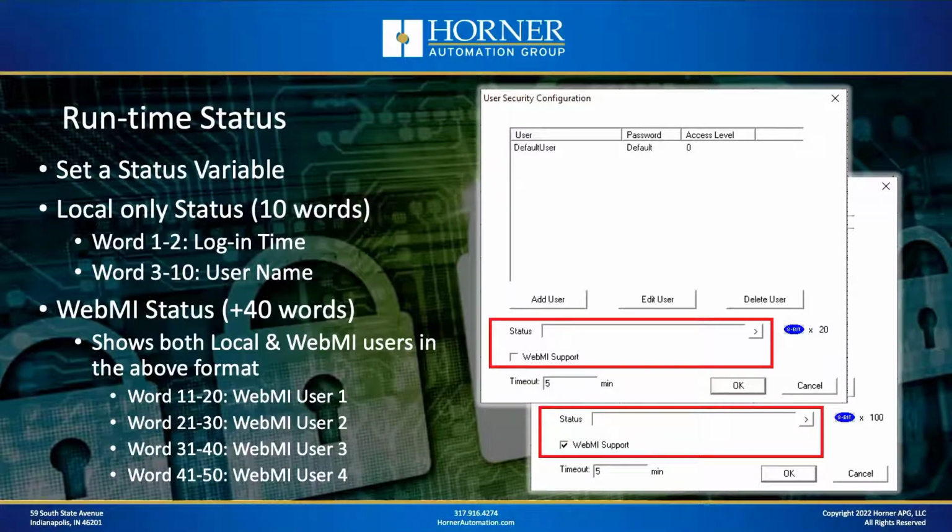The first 2 words is going to tell us in seconds how long the current user has been logged in for. The next 8 words are going to tell us in ASCII what that username is. And then if we go ahead and prepare the project for WebMI like I recommend, we'll select the WebMI support checkbox, and then our status goes from 10 words up to 50 words, where we not only have the local user information I just talked about, but we also have 4 sets of concurrent WebMI logins that we can monitor as well. Because remember, with WebMI, you could have multiple people logging in simultaneously, in addition to the operator for that matter.